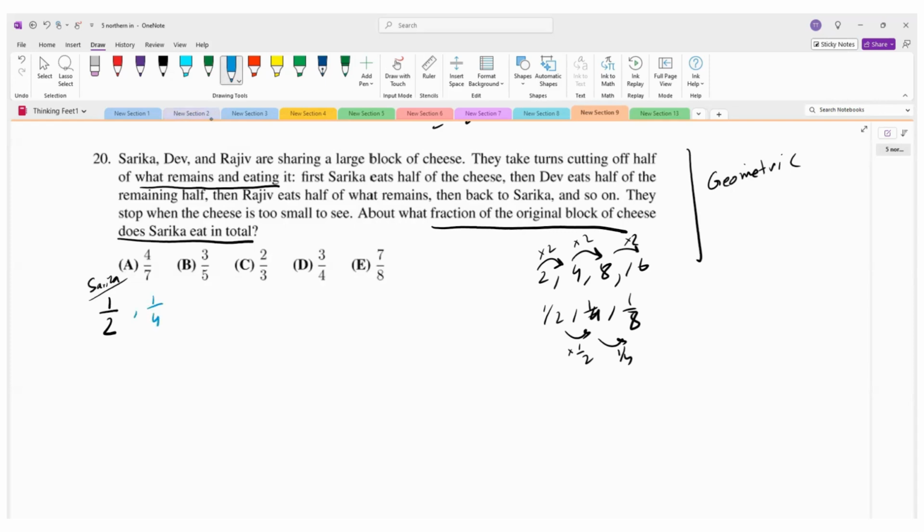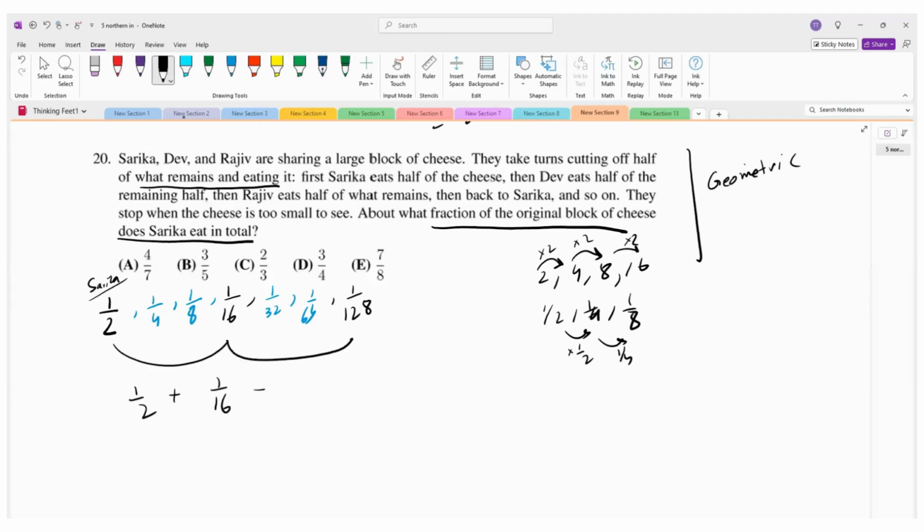So Dave eats 1/4, and then Rajiv eats half of what's remaining after that. So Rajiv eats 1/8, and then it's back again to Sarika's turn, who eats 1/16. And again we keep going, 1/32, 1/64. And then again, Sarika, it's 1/128, right? So if we look at that, it's a pattern, and she's essentially eating all of these fractions where the ratio or the multiple is 1/8, right? The multiple between these two is 1/8, 1/8, 1/8.